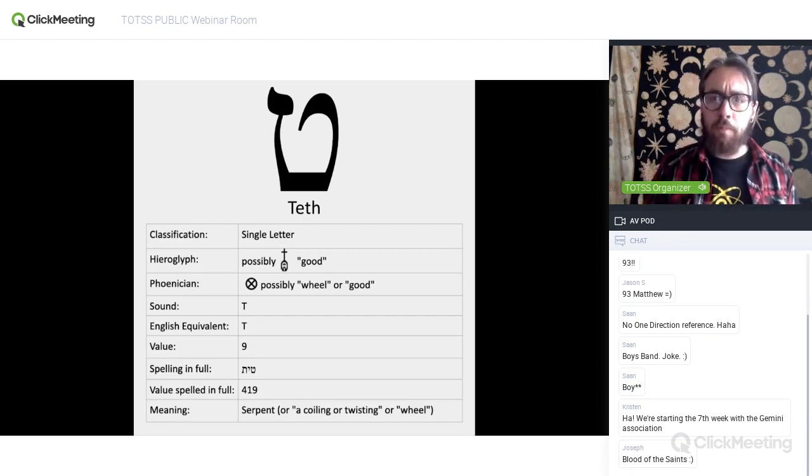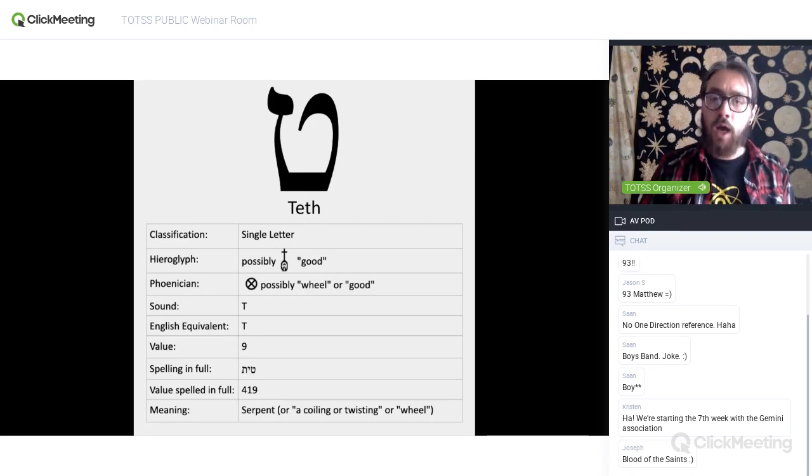And that Phoenician letter may mean wheel or good, though I was a little bit confused about that. And then I saw other sources that were saying that it's not clear what that Phoenician letter's significance would have been. Anyways, it has the sound T, like the English letter T. And so our English equivalent is T.